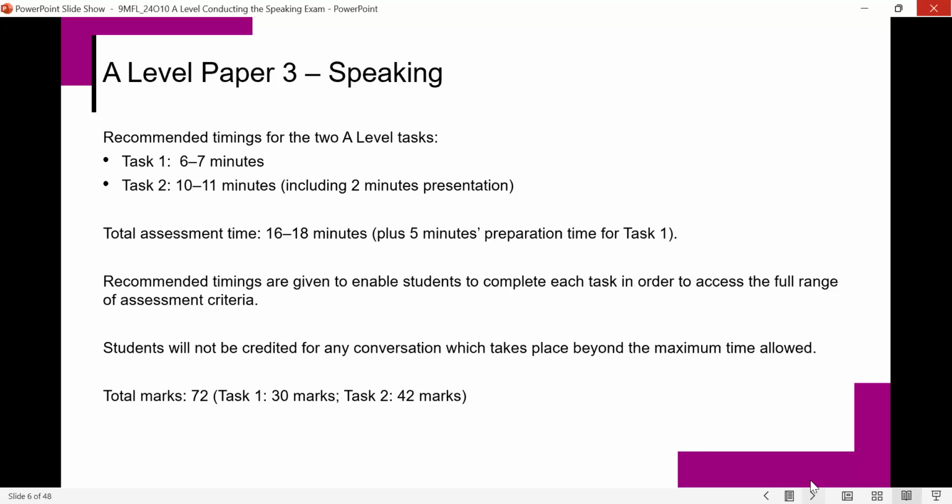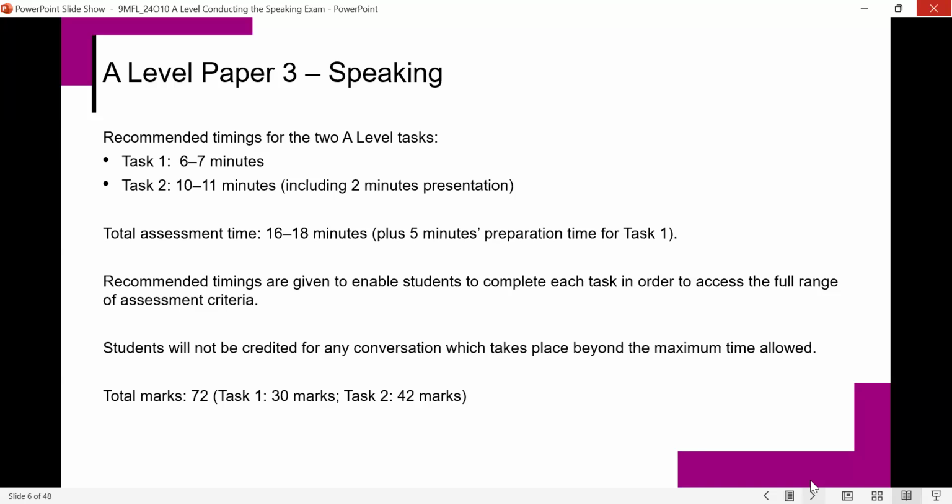But there are 2 times that are absolutely essential that you must be very mindful of. One is the 2-minute presentation. So 2 minutes and a tiny bit, and the examiner will stop listening. And the examiner will also stop at the same point, the 18 minutes and a tiny bit, 18 minutes and then the end of the sentence.